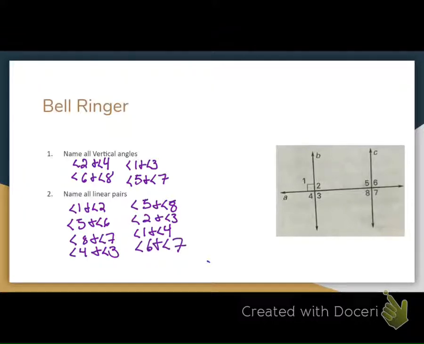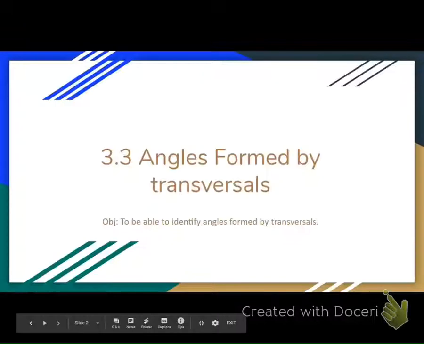When I normally do this, I usually just go around starting at 1: 1 and 2, 2 and 3, 3 and 4, 4 and 1, and then I move to my next one, 5 and 6, 6 and 7, 7 and 8, 8 and 5. Remember when you're naming angles, we keep that little angle mark out front. So today we're talking about angles formed by transversals, and our objective is to be able to identify angles formed by a transversal.